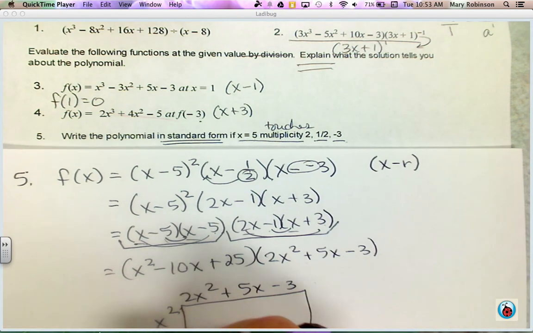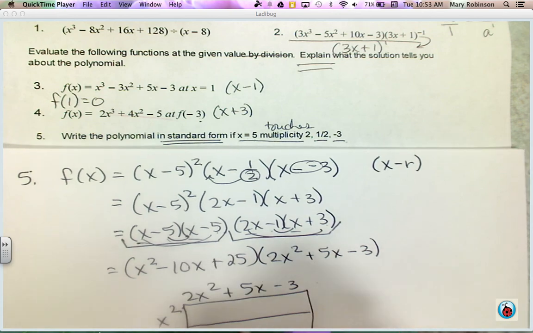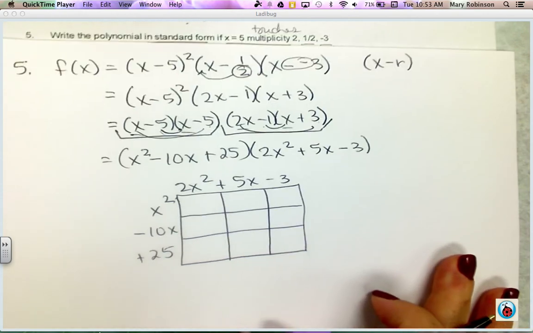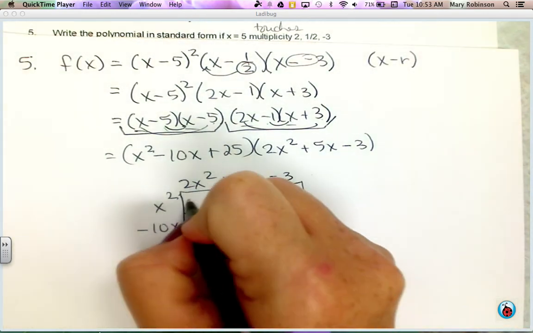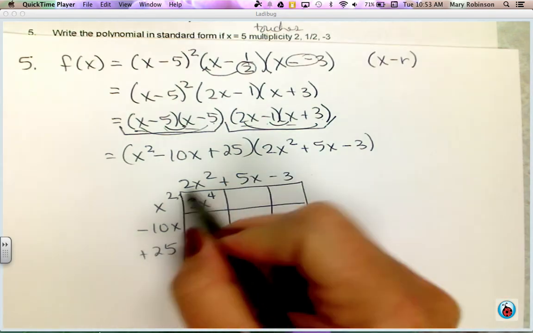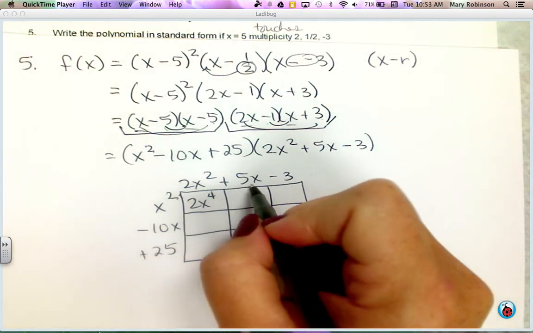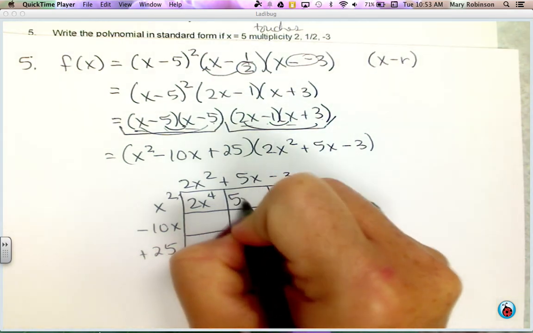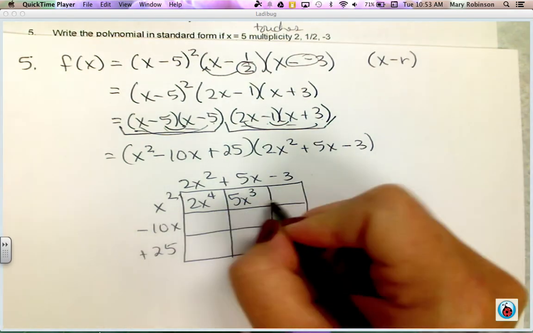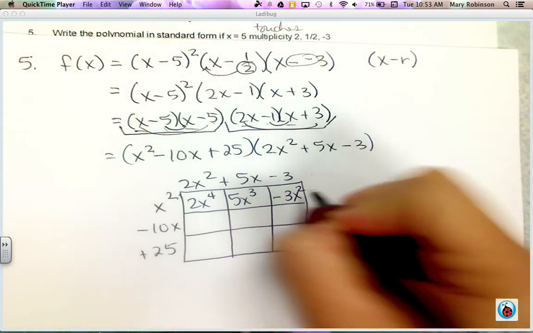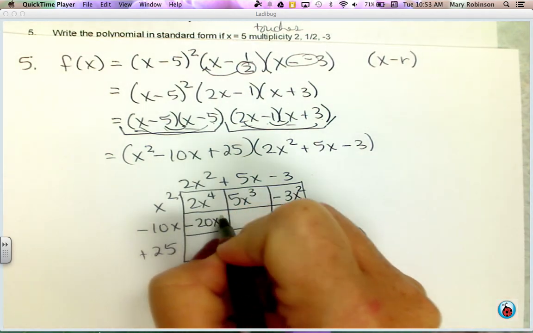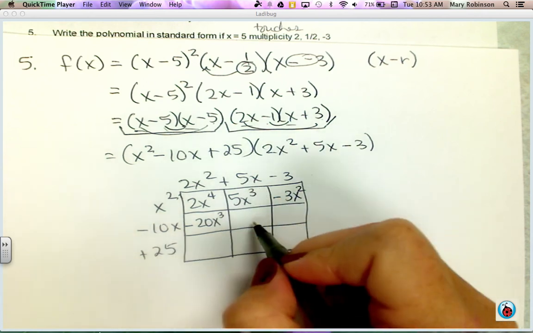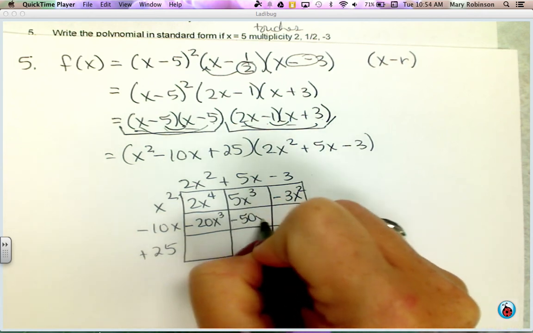So because it's 3 terms by 3 terms, we would have a 3 by 3 box, so 9 squares total. And now we want to fill in each square. So 2x squared times x squared is 2x to the 4th. Remember, you add exponents when multiplying like bases. 5x times x squared is 5x cubed. Negative 3 times x squared is negative 3x squared. 2x squared times negative 10x is negative 20x cubed. 5x times negative 10x is negative 50x squared.